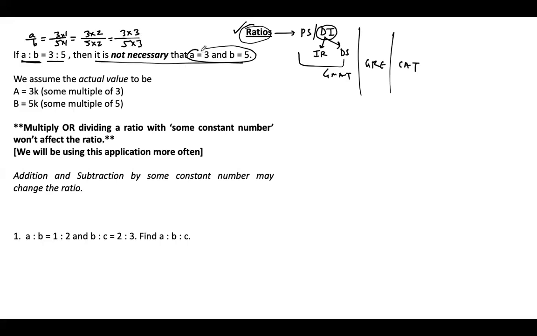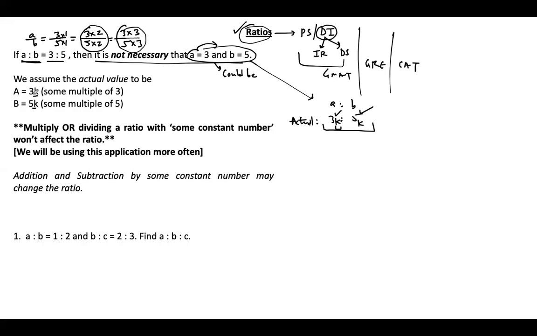So this could be one of the values of A and B, but there could be other values of A and B. Are you getting my point? Whenever you see A ratio B is 3 is to 5, one important thing you can do is use the actual values. The actual value of A could be 3K, and the actual value of B will be 5K. A common coefficient.